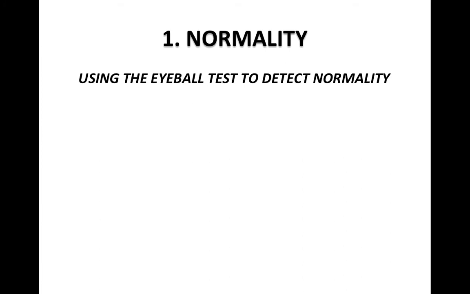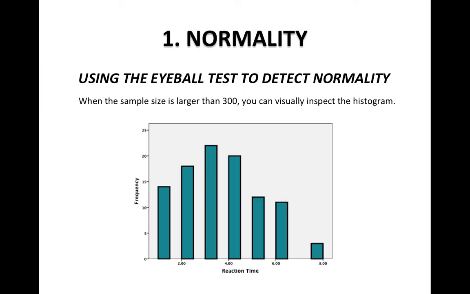Using the eyeball test to detect normality, like I said, if the sample is larger than 300, you can just not worry about it, but you can also just look at the histogram. So we have reaction time here. You can see that it's approximately normal. It doesn't look too bad, so you're probably good to go.